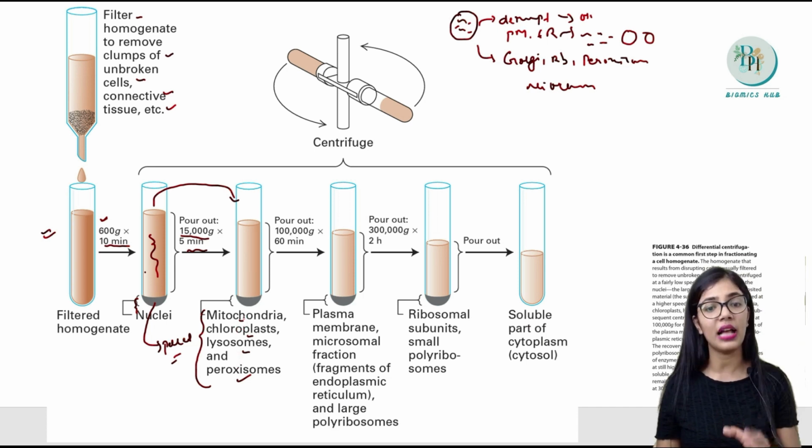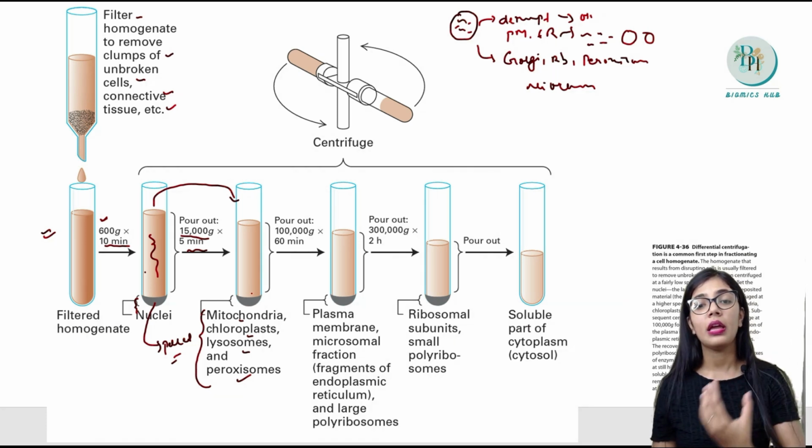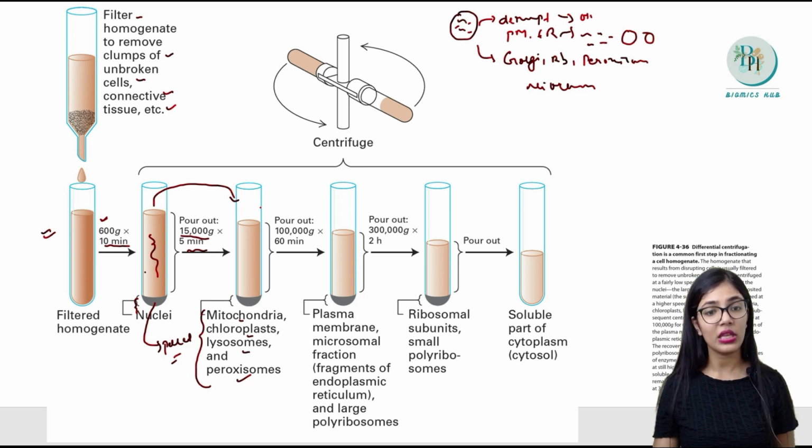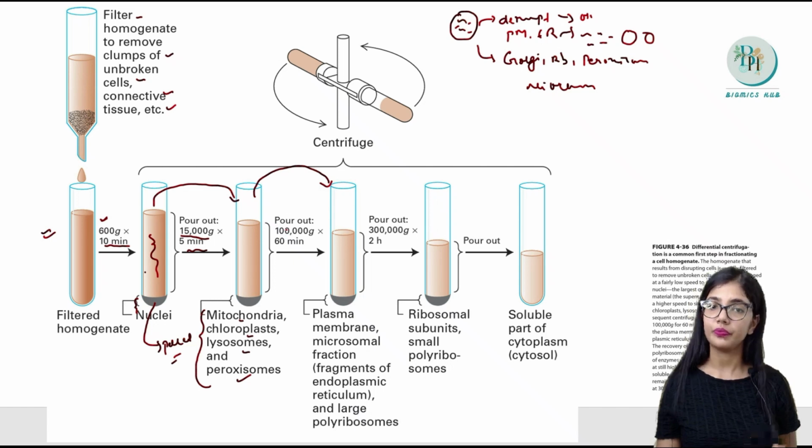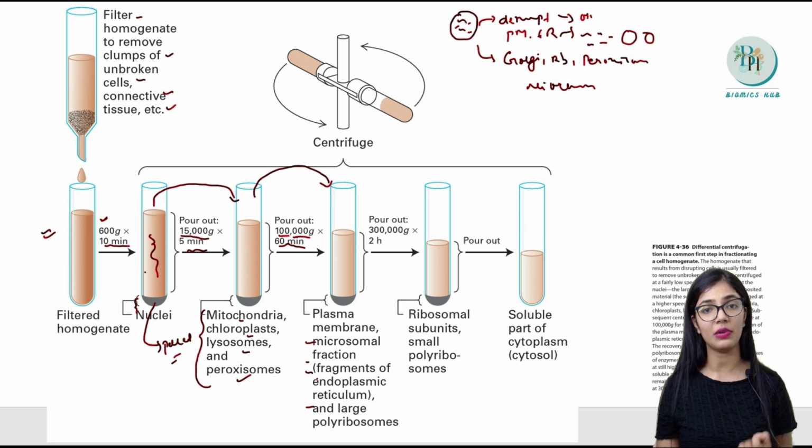Now if we want some other organelles, we don't require mitochondria, chloroplast, lysosome and peroxisome. For our work we need something else, it may be a plasma membrane or some fragments, or it may be the cytoplasm. So in that case, we take this into another tube and do the centrifugation. The next centrifugation is done at 1 lakh G for 60 minutes. Then we get the plasma membrane, microsomal fraction, fragments of ER and large polysome. These fragments have low molecular weight, and that is the reason we have to give them more time and more RPM when we centrifuge.